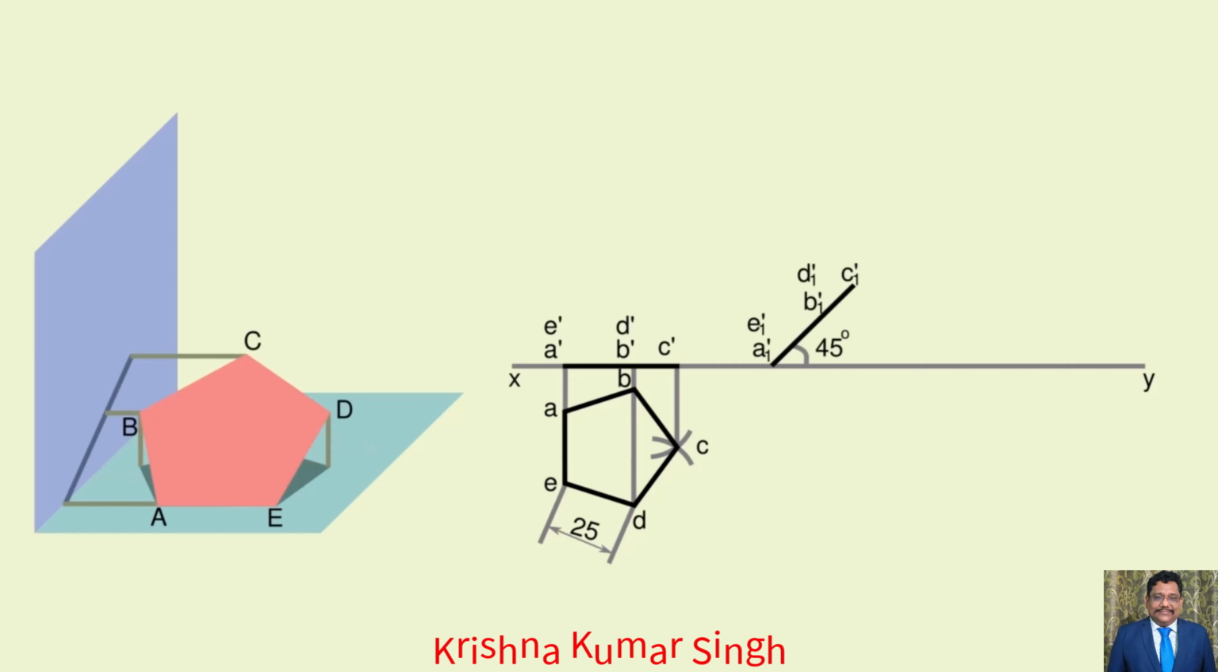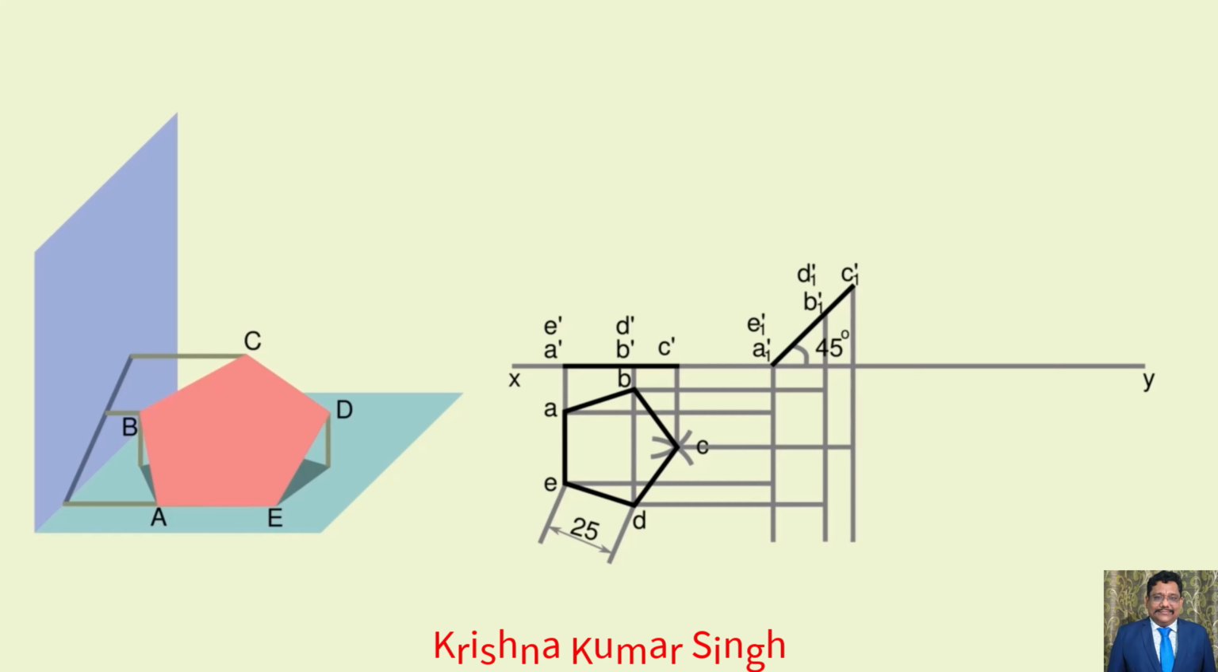Step 2. Tilt and reproduce the front view with the given inclination of 45 degrees. Name it as A1', B1', C1', D1', E1'. Draw light lines downwards. From the top view, draw light lines horizontally to the right side. These lines intersect at the appropriate points. Identify those points and name them as A1, B1, C1, D1, E1.